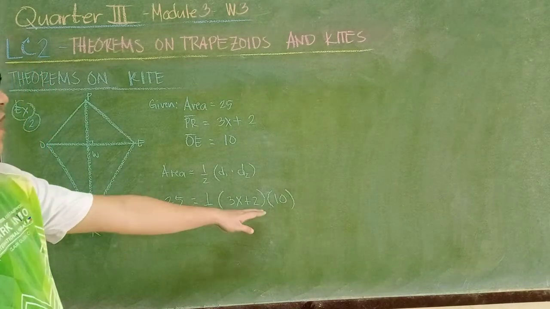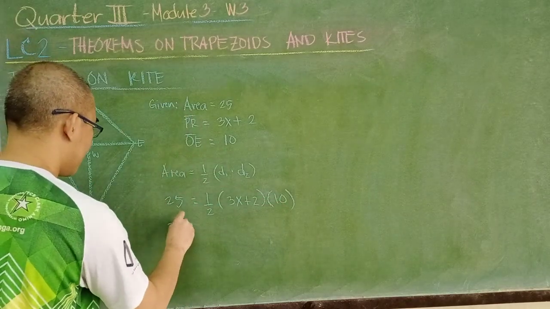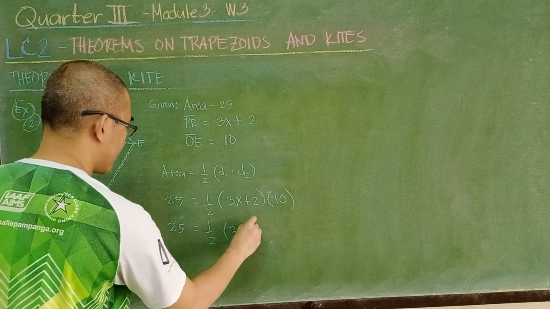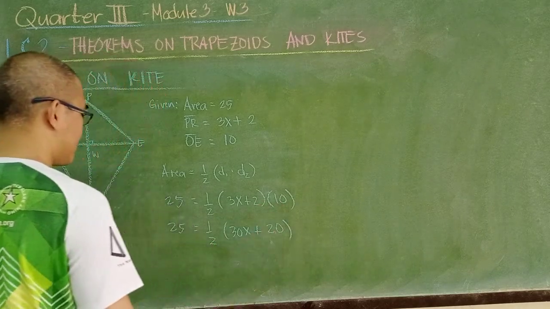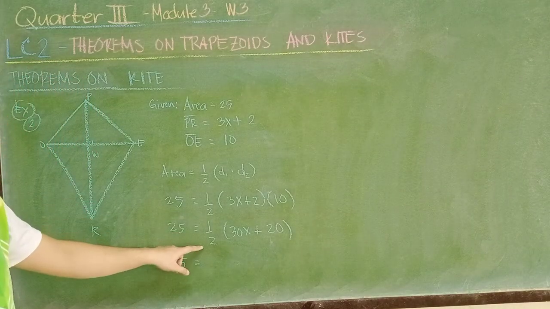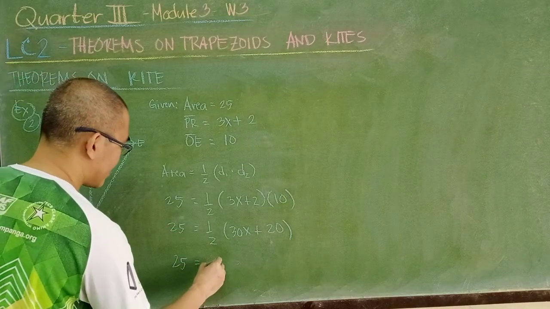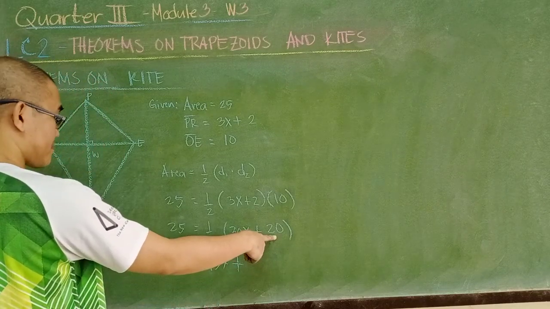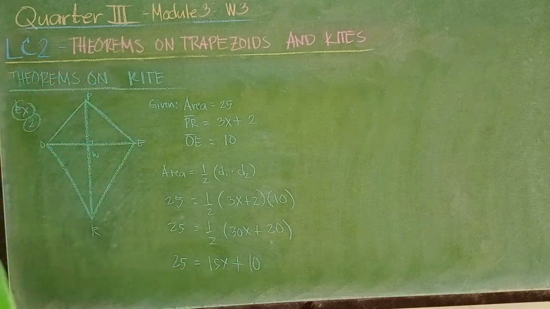So, let's first simplify yung 3x plus 2 times 10. So, 10 times 3x, that is 30x, plus 10 times 2, that is 20. Next, i-multiply natin 1/2 sa 30x and then 20. So, ano yung half ng 30x? That is 15x. Plus, ano yung kalahati ng 20? That is 10.